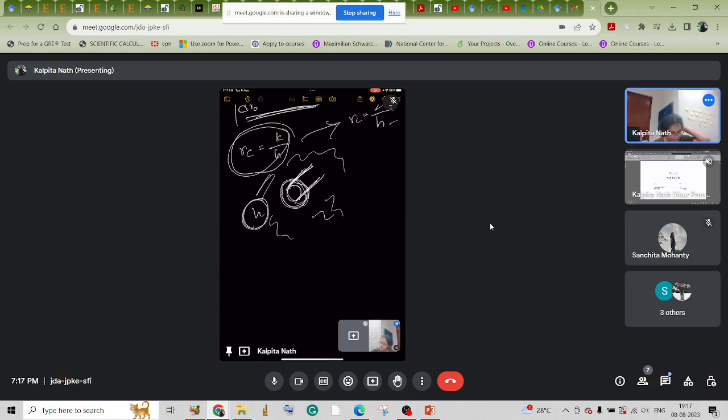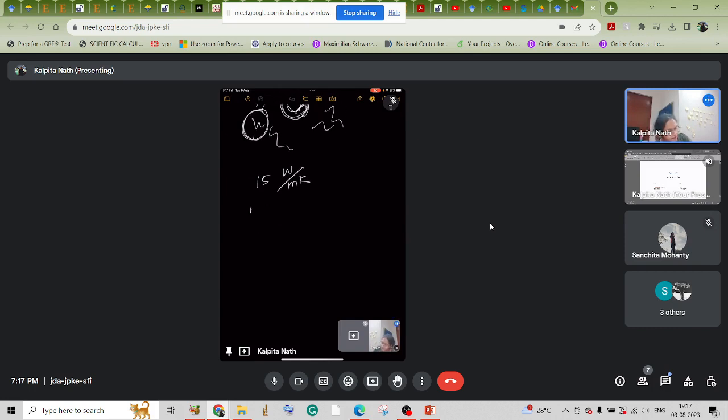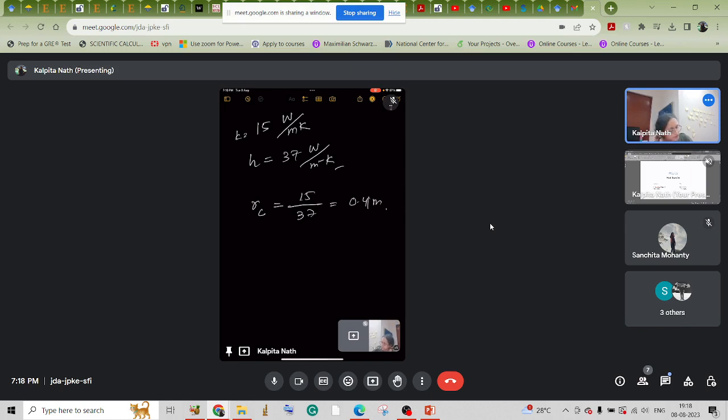Okay, so for stainless steel, the thermal conductivity is 15 watt per meter Kelvin, and the heat transfer coefficient at 25 degrees Celsius for free convection is 37 watt per meter square Kelvin. For forced convection it will only increase. If we find out the critical insulation radius for that, it will come out to be 15 upon 37, and that comes out to be 0.41 meter. So it is close to 0.5 meter, right?